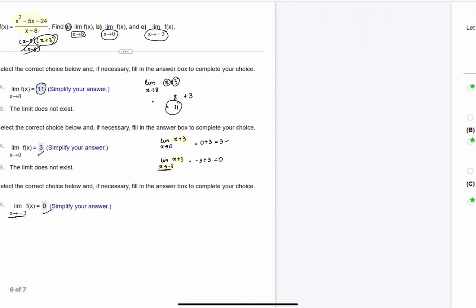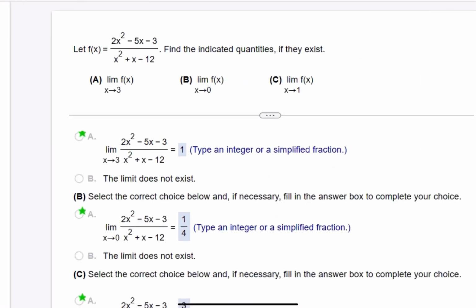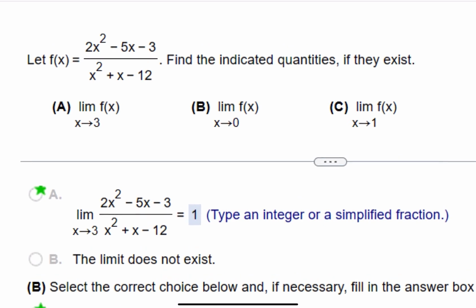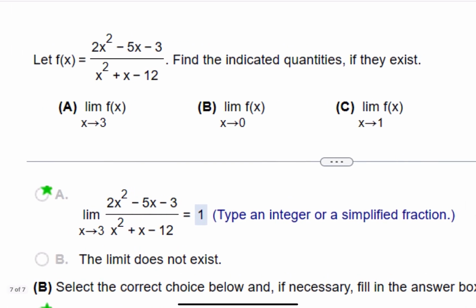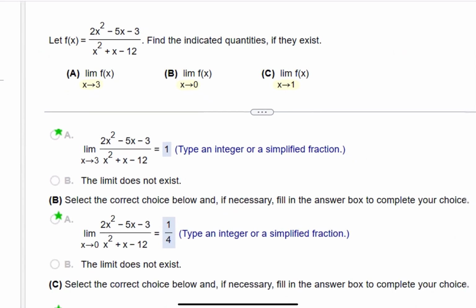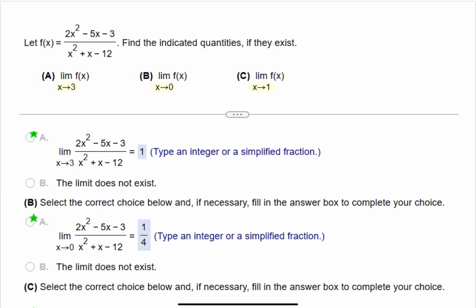Keep that in mind. Now let's go ahead and take a look at the next one. Again, you can use any method of factoring. Here they're asking me to find the limit when x goes to 3, x goes to 0, and x goes to 1. So let's use this space to factor it. Factors of x squared plus x minus 12. I'm going to start with the simple one. Did you see that? This is going to be x plus 4 times x minus 3.